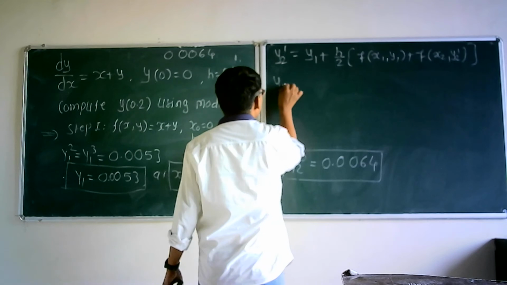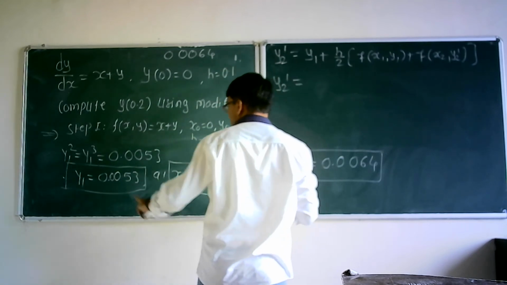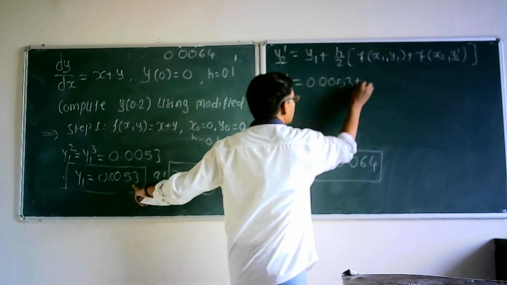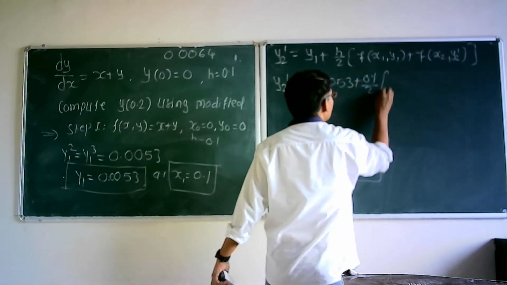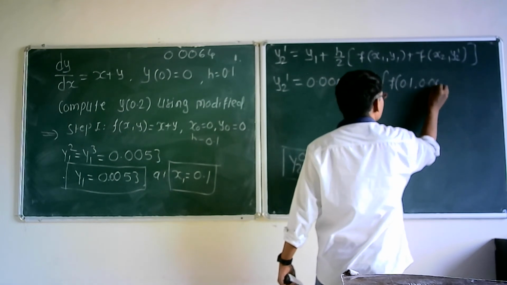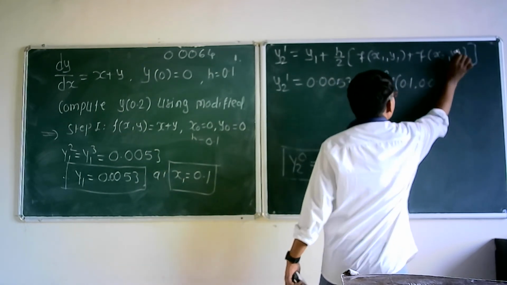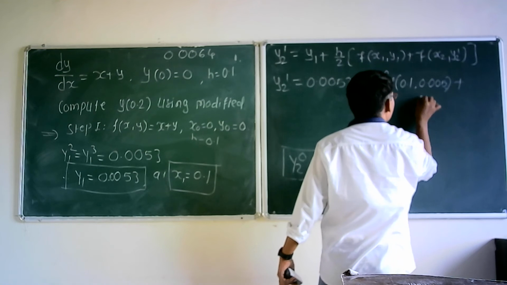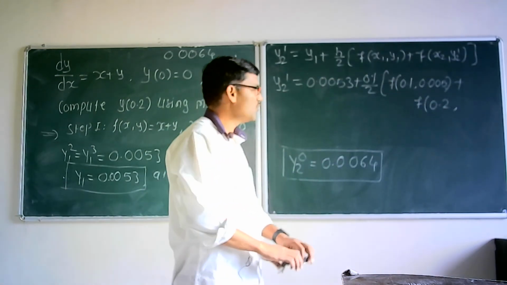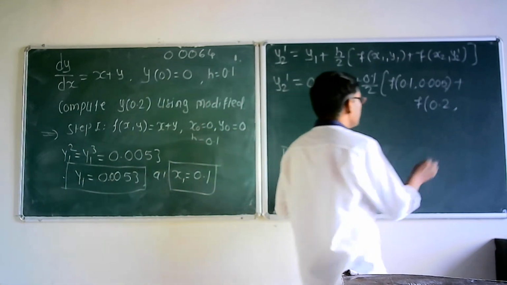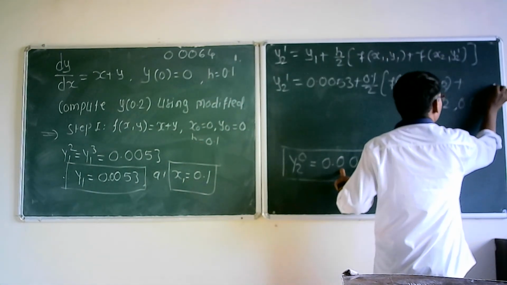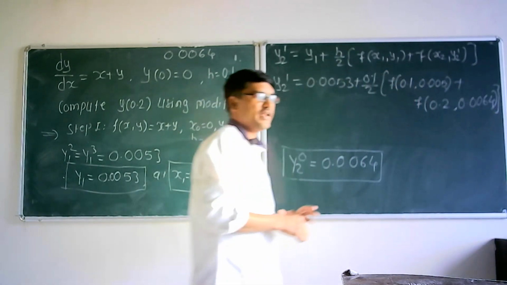So what is y21? It is equal to y1. What is y1? 0.0053 plus 0.1 divided by 2, inside the bracket f of x1, which is 0.1, 0.0053, plus f of x2, which is 0.2. Now what is y2? 0.0064. But what is f of x, y? It is x plus y.